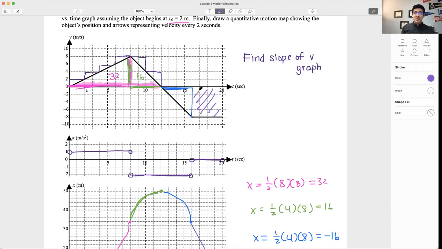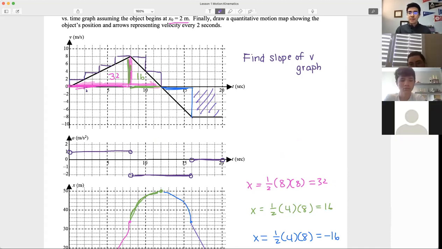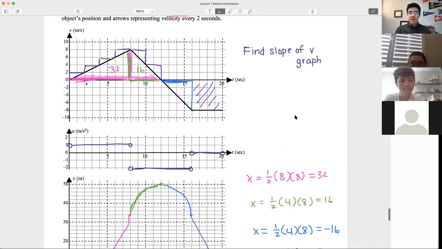This is very confusing. So good thing I'm recording this. So if you need to rewatch, you can rewatch. But basically, to go down from velocity to acceleration, we find the slope. To go up from velocity to position, we're going to find the area under the curve. Other questions? Okay.